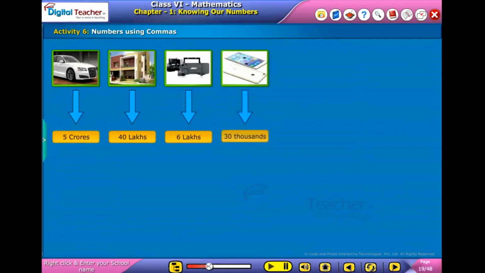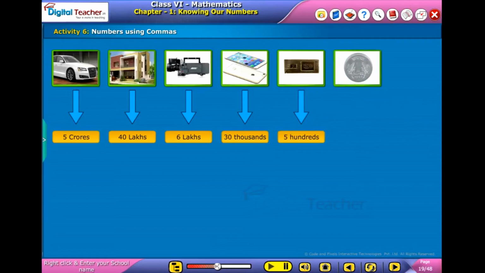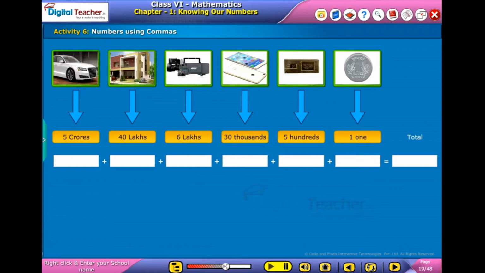Let us perform an activity to convert the number names to figures and place commas in proper positions. The cost of each item is displayed on the screen. Convert the number names into numericals and place commas in proper places. Then sum up all the numbers. What is the number will you obtain? The first one is done for you.